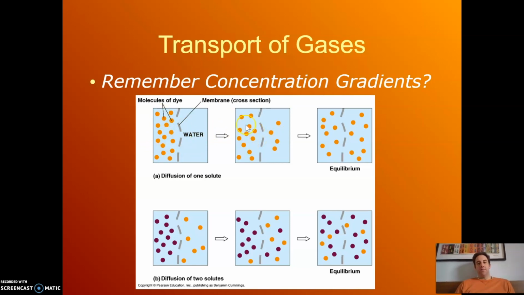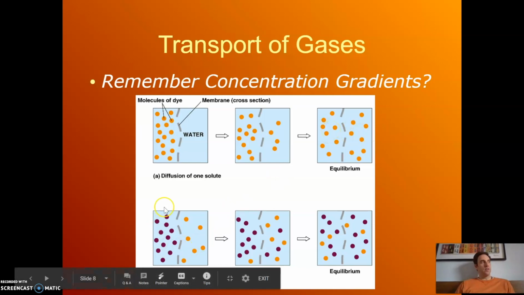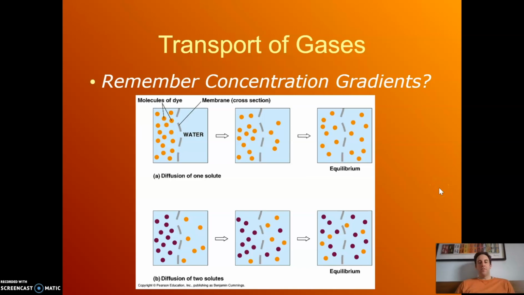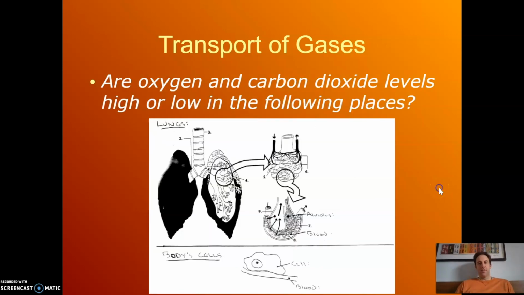And then, if there's more over here than here, we see more movement that way than that way. And at equilibrium, they're kind of moving back and forth at equal rates. And then note that each substance does this individually. So purple and orange are independent. Both are going to move back and forth until both are in equilibrium. Well, this concept from last year is pretty darn central to understanding how the respiratory system works.